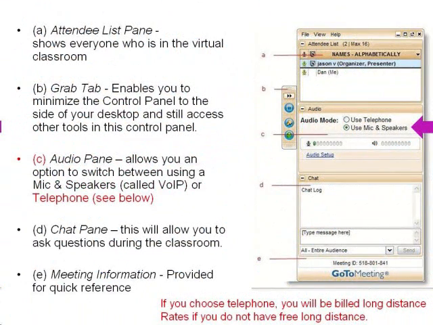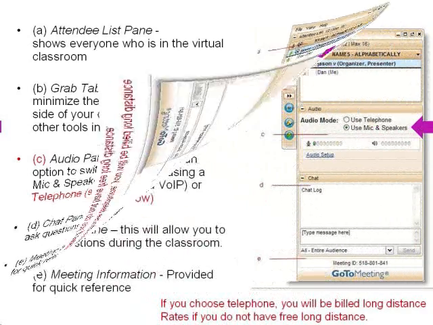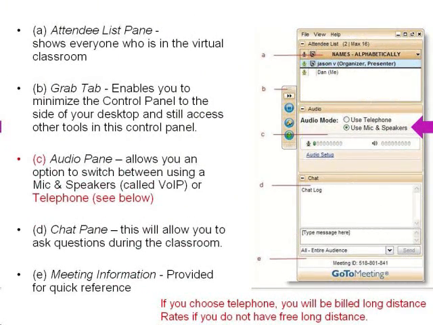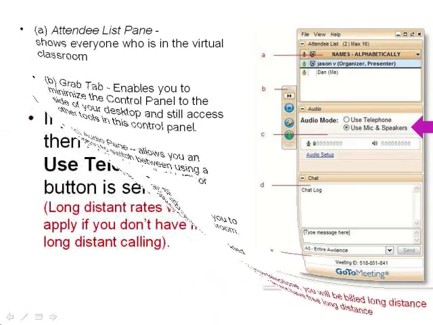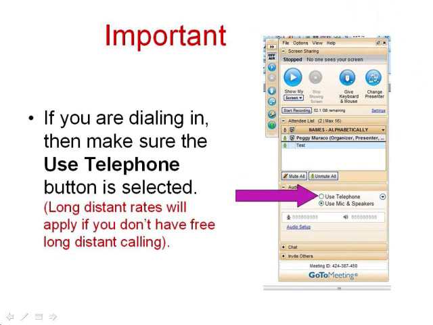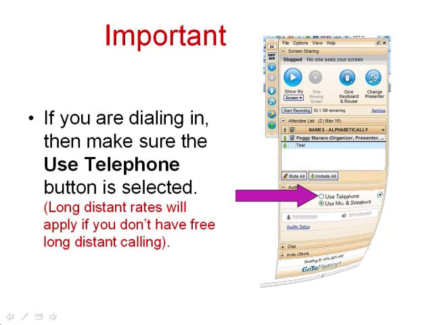And E, meeting information. This is provided for quick reference. This really isn't important to you at this point in time. But what is most important is to make sure that the Use Mic and Speakers button is selected, or you will not be able to hear anything through your speakers. If you are dialing in, then make sure the Use Telephone button is selected. Again, long distance rates will apply if you don't have the free long distance calling.